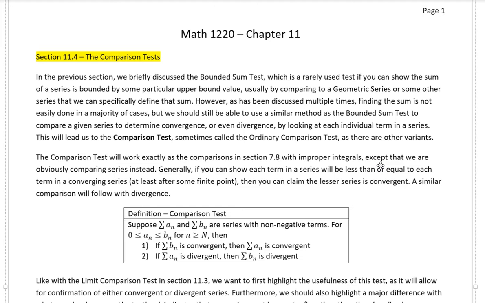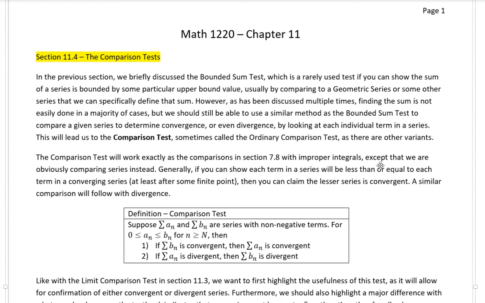If you recall, the bounded sum test was used to show that if you knew that a series was specifically bounded by some number, then you knew overall that that series was going to converge. What it converges to, we don't know. The problem lied in that we knew a specific value. We knew that it was bounded by a specific number. This comparison test is going to be a little bit nicer.